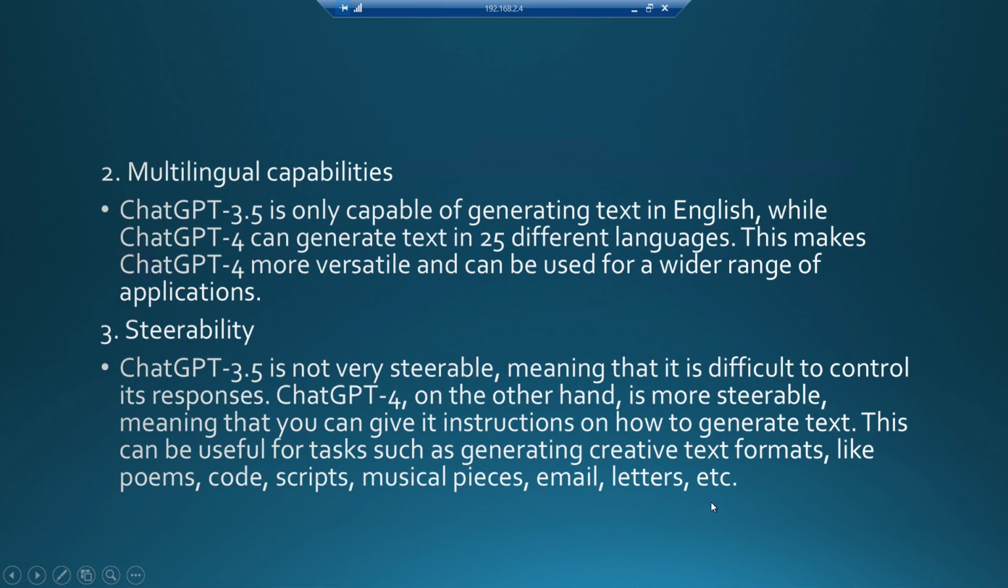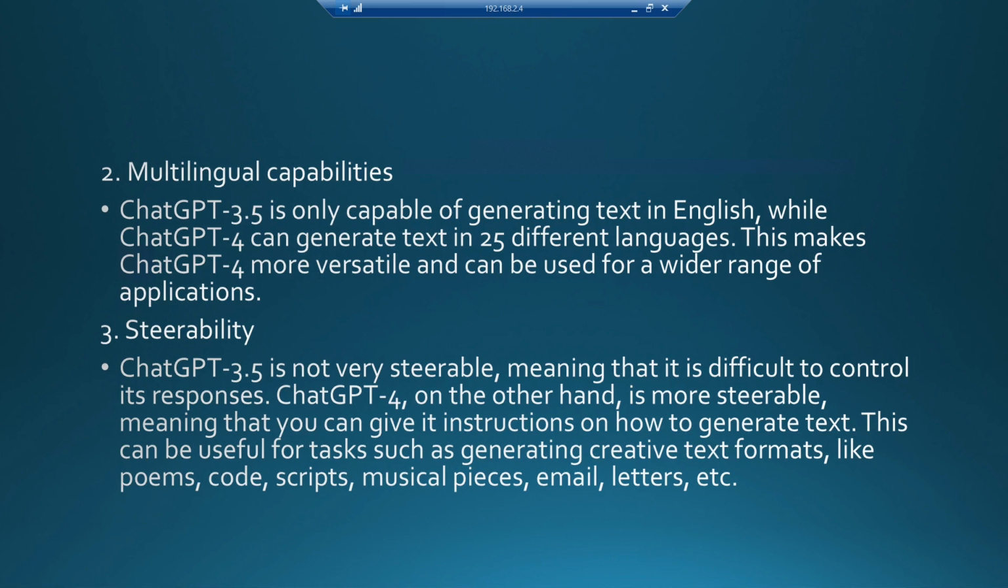So ChatGPT 3.5 is not very steerable. It is not very easy to control the responses. But if you use ChatGPT 4, you can generate different types of creative formats. It can be poems, it can be software code, it can be scripts, it can be musical pieces, especially for artists like musicians. If they want to generate a musical file, they can easily do it using ChatGPT 4.